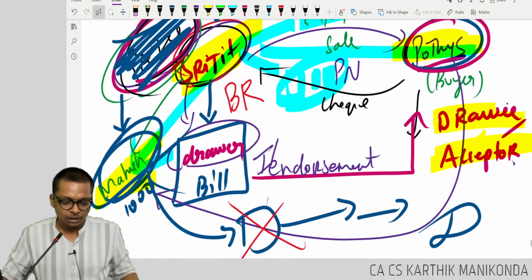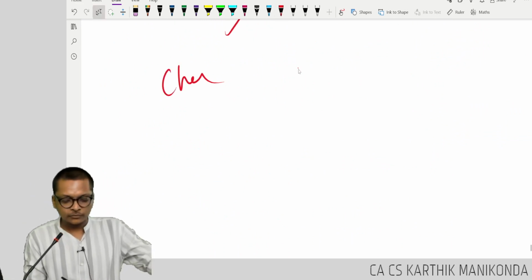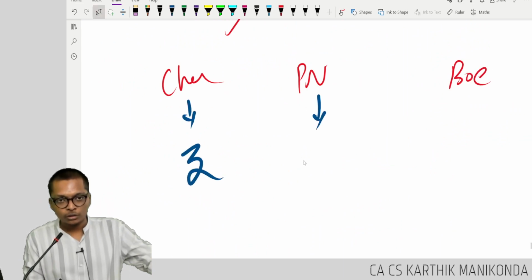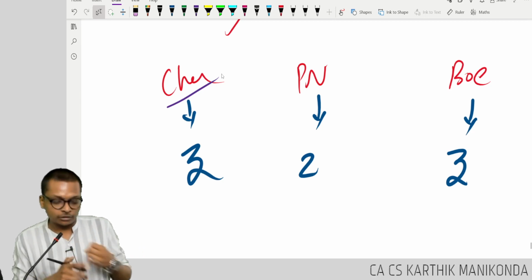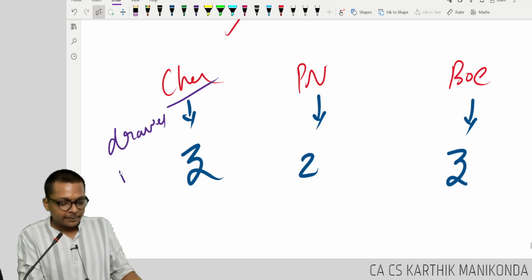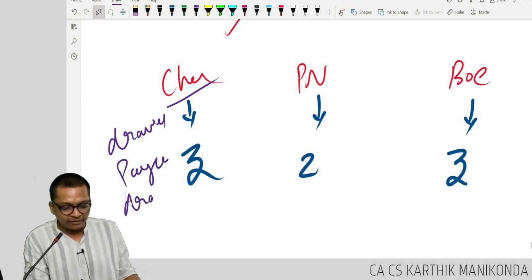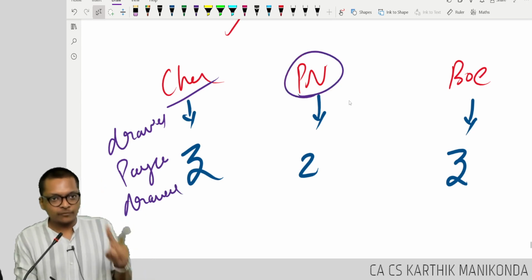Are you following, guys? So now we are clear with the three instruments: check, promissory note, and bill of exchange. In a check, how many parties do we have? Three. Promissory note, two. Bill of exchange, three. In a check, the three parties are called the drawer, the payee, and the drawee. The drawer of a check is the person who is writing the check. Payee is the person to whom money is being paid. Drawee is always the bank.